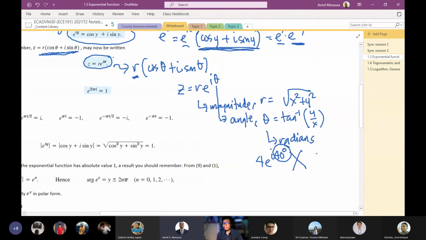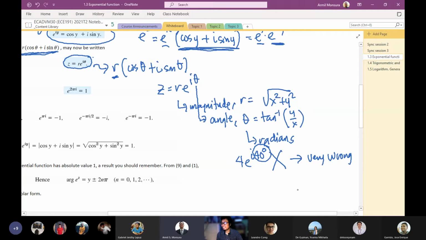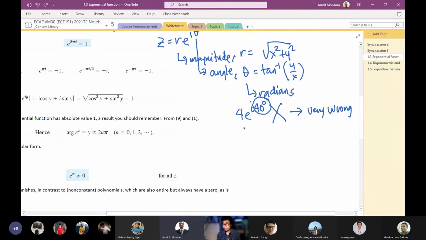Okay. So remember that this expression is very wrong. Even if lagyan nyo ng unit yan, that will not work. The proper way to write this is this one: 4e raised to i times 40 pi over 180. Because yung factor na pi over 180 converts 40 degrees into radians. Tama ba yun?